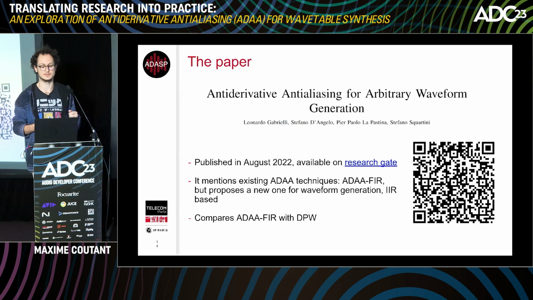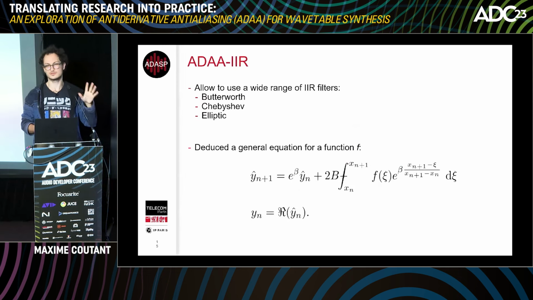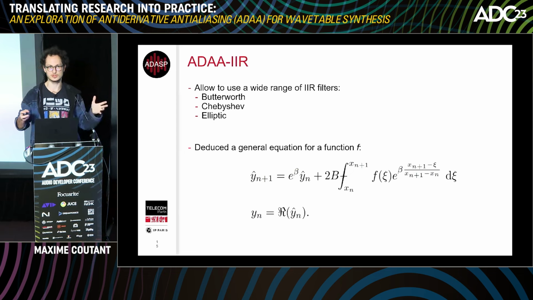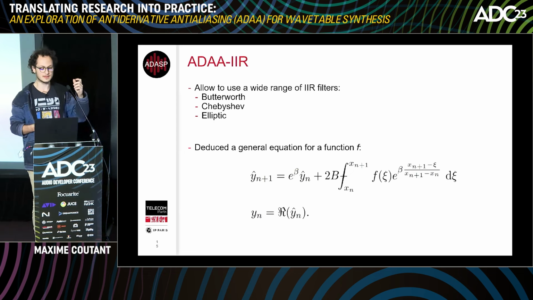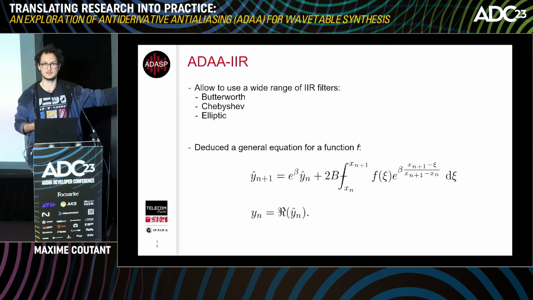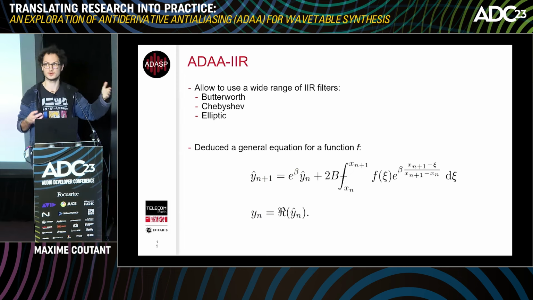Okay, so let's talk about ADAA IIR, and I try not to pronounce that too many times, it's hard. The main thing that's interesting about it is that it allows to use a wide range of IIR filters, including but not limited to Butterworth, Chebyshev, elliptic, so that's good. We have more choice than with FIR. And they deduce a general equation for a nonlinear function f. Again, you don't have to understand the equation. You simply have to notice a few things. First, it's a recursive equation because we use a recursive filter.